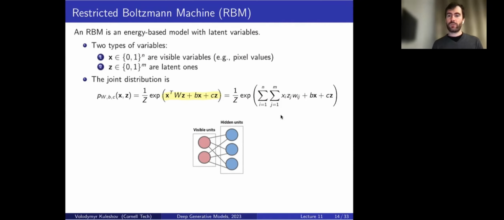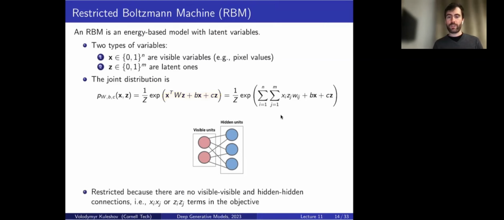It still can be used to, I guess you can work out the math here. You can show interesting things. So one interesting observation is that there are no visible-visible or hidden-hidden terms, right? If you were to look at the dependencies between the variables, the visible variables depend only on the hidden variables, but not on themselves.